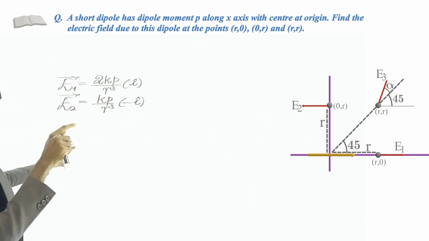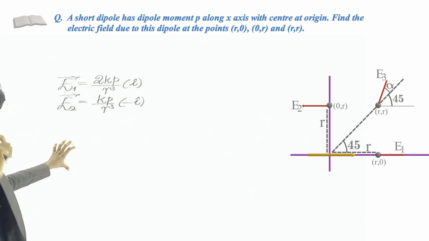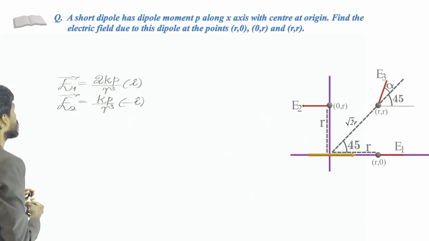So it is (r, r) and (0, 0). So what is the distance? That is root 2 r, right? We can use the distance formula to find that root 2 r is the distance. Okay, so what is the E3 vector?